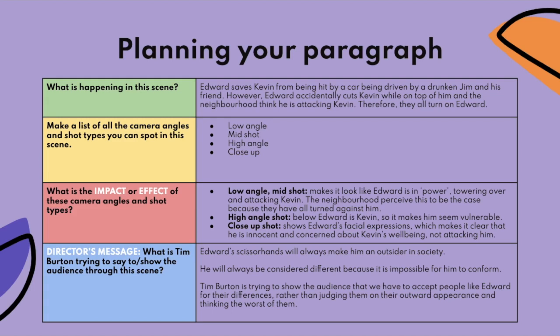So I think that he's trying to say a couple of things. Number one, I think Edward Scissorhands will always make him an outsider in society. And because of his, I guess, quote-unquote deformity, everyone in the neighbourhood is always going to view him and consider him to be different, because it's literally impossible for him to conform to society. So I think that Tim Burton is trying to show the audience, us, the viewer, that we have to accept people like Edward for the differences, rather than judging them on their physical appearance and thinking the worst of them.